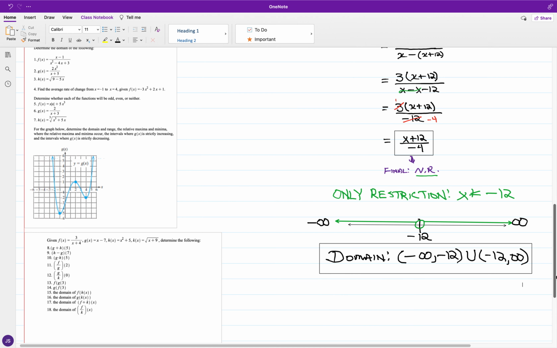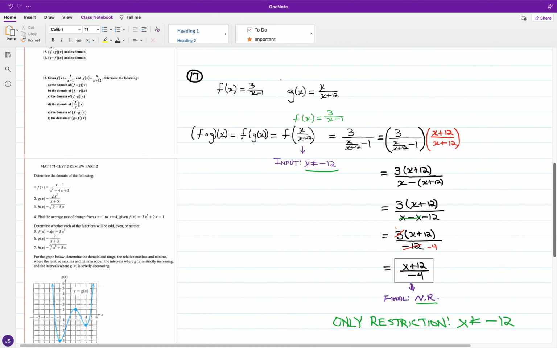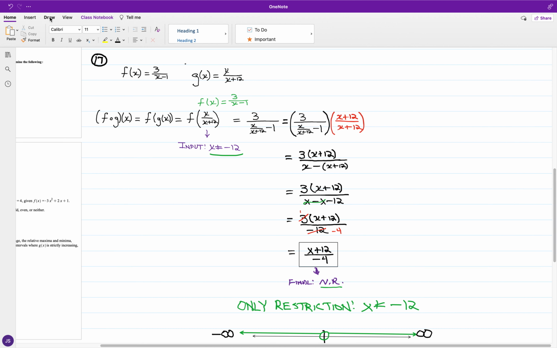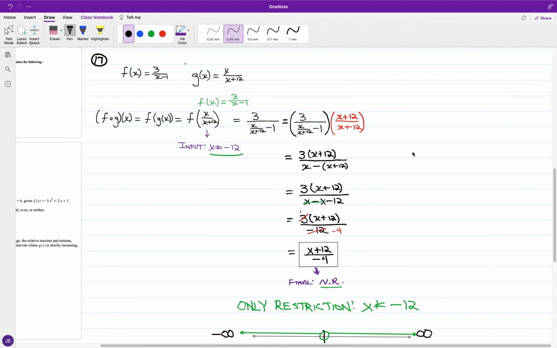Now, if I reverse the order of the composition, still utilizing the same functions, I'm going to have g composed with f of x. So we'll have g of f of x.